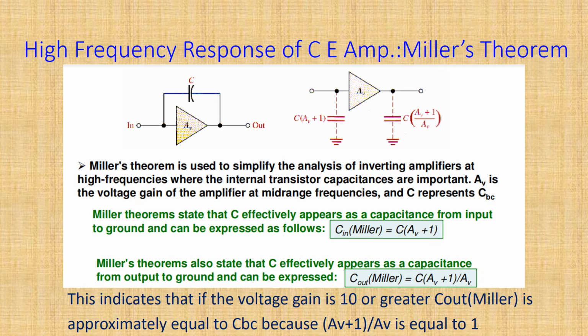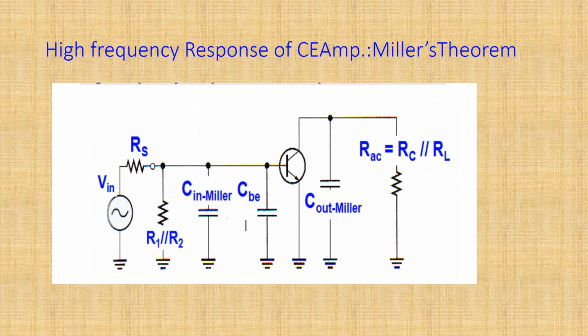This indicates that if the voltage gain is greater than or equal to 10, C out is approximately equal to CBC, because (AV plus 1) upon AV is approximately equal to 1. So this is the high frequency response of the common emitter amplifier using Miller's theorem.